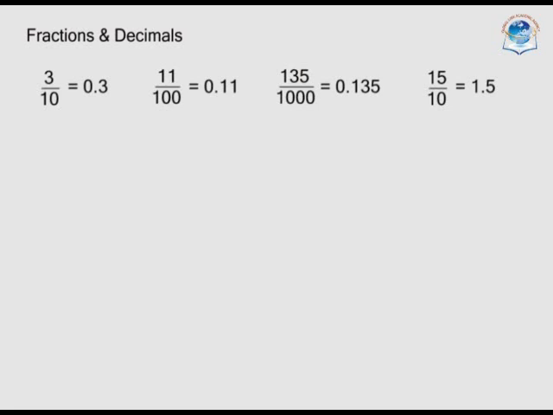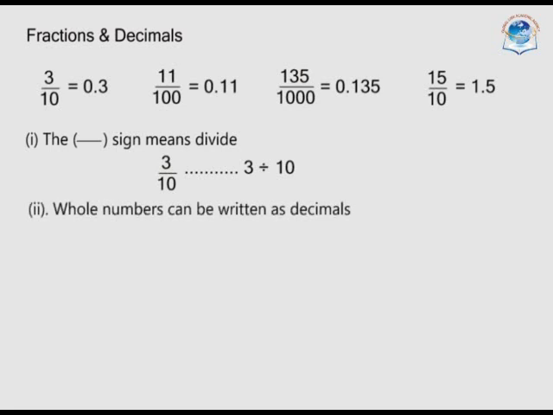3 things to note before we proceed. 1. In a fraction, the over sign simply means divide. So 3 over 10 means 3 divided by 10. 2. A whole number can be written as a decimal, having the decimal point placed at the right end, followed by a 0. For instance, 15 can be written as 15.0.